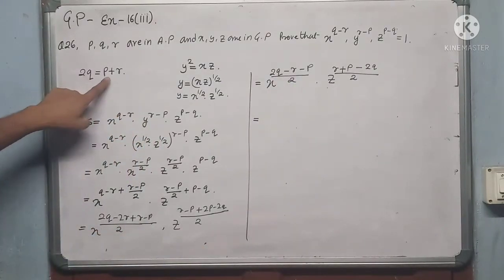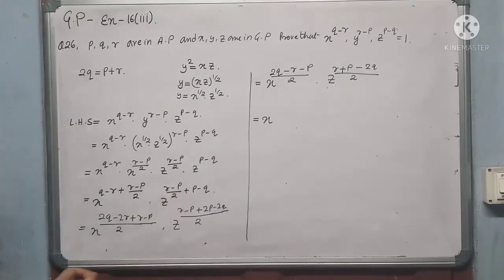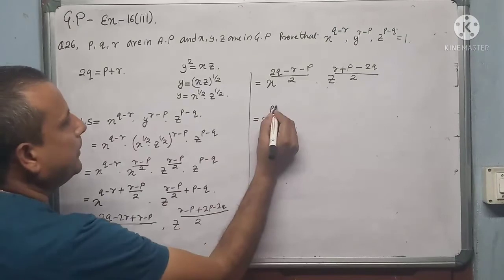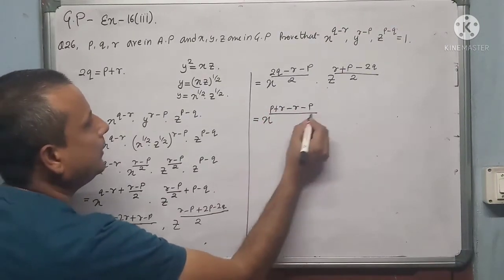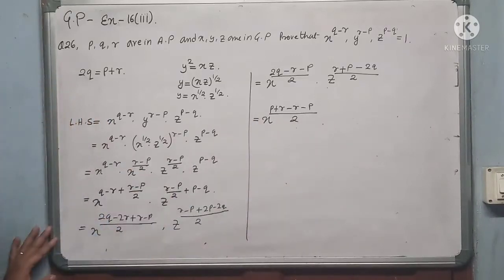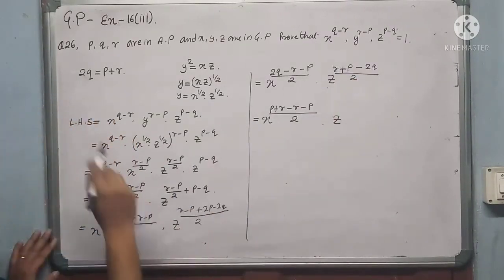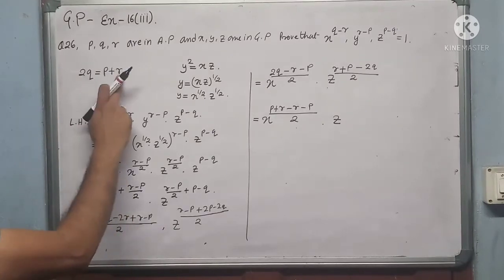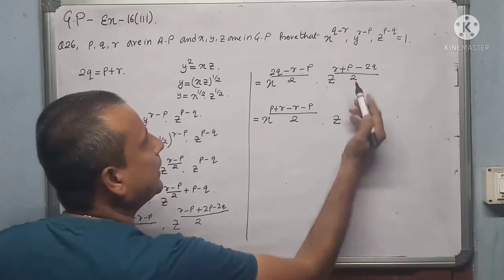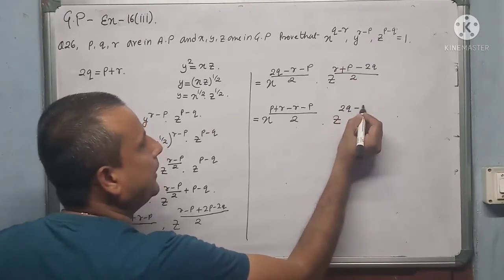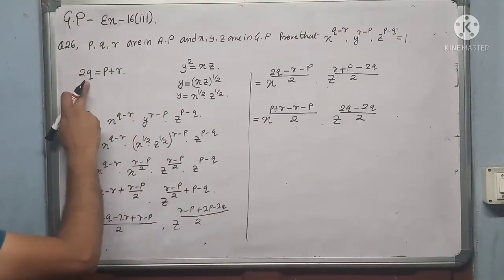2q is equal to p plus r. Now in place of 2q, I'll write p plus r minus p divided by 2. Over here, I'll substitute the value of r plus p, or p plus r, is the same. So in place of r plus p or p plus r, I'll write 2q divided by 2 using this relation.